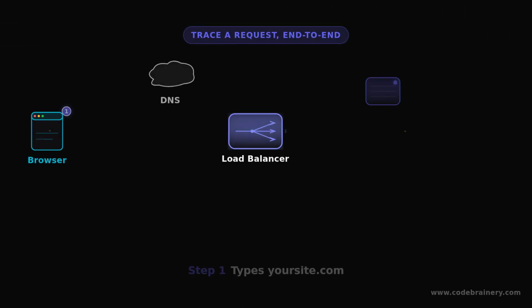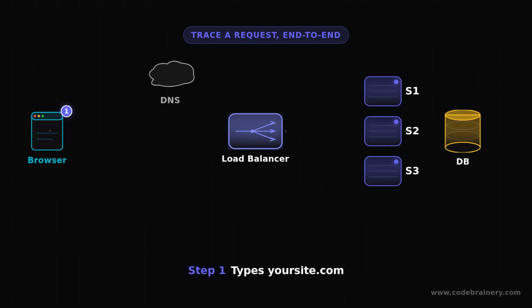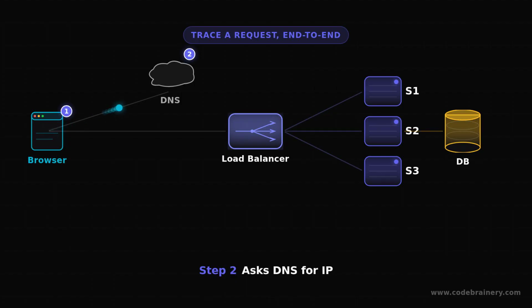To them, it's one address, one service. Let's slow this down and trace a single request from start to finish. Step 1. User types yoursite.com into their browser. Step 2. The browser needs to find out where yoursite.com lives on the internet. It asks DNS. Think of DNS as the internet's phone book. You give it a domain name, it gives you back an IP address.